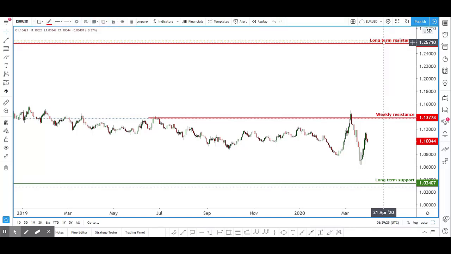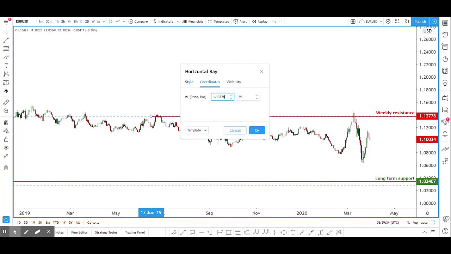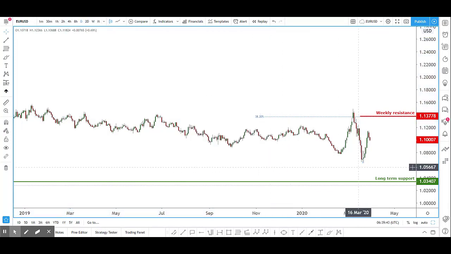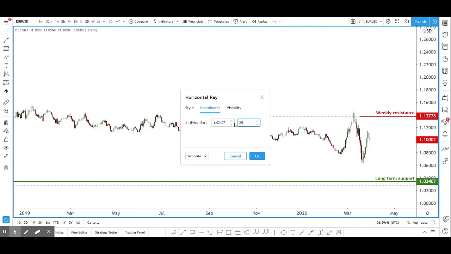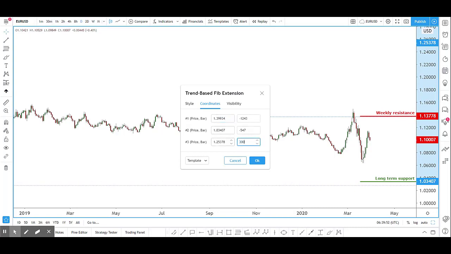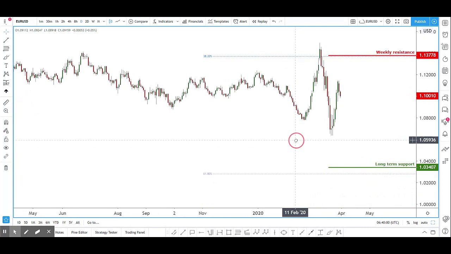Since the long-term resistance is quite far away, we can remove this. But let's tidy up the weekly resistance, remembering that this is the 38 retracement from January 2018. Long-term support and the long-term 61.8 projection Fibonacci extension level. So now this is what we have on the euro dollar on the daily. It's not a very nice looking chart because of this huge whipsaw, swing high, swing low, and then back right to the middle again.